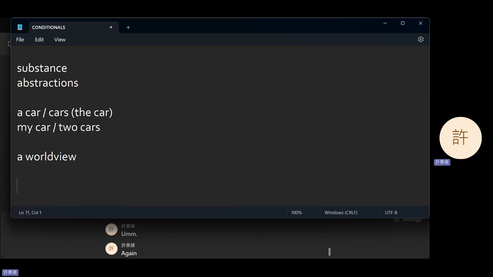Again, I really don't like thinking of examples. Can somebody give me a verb? Yeah, any verb. Sorry? Love.